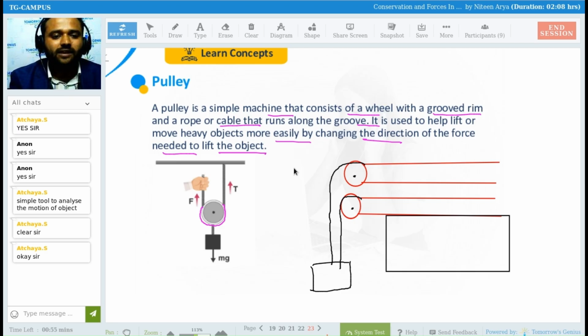What is the meaning of this? To lift this particular heavy object, we are not applying only this force. We are applying this tension force. So with this tension force, this normal force, which is equal to the mg of the heavy load, is going to be subdivided. One force is whatever we need to apply, and another force is taken care of by the tension force of the rope. Clear? So that is why it is important.